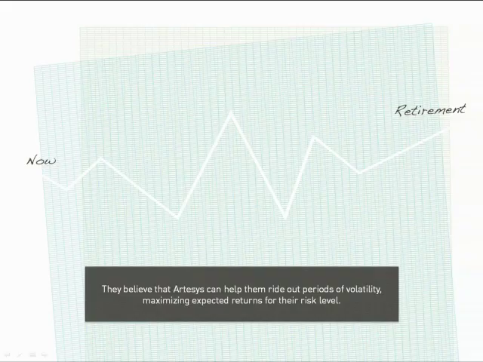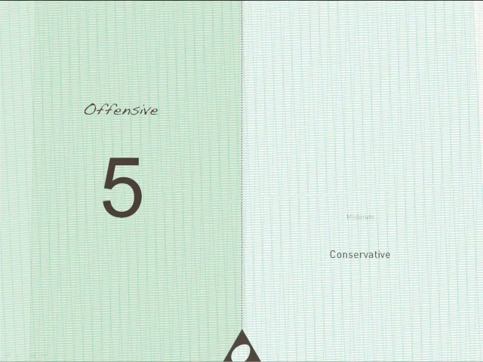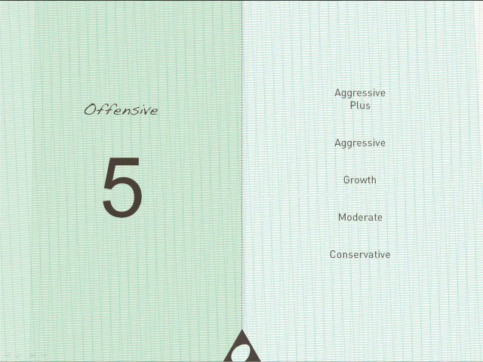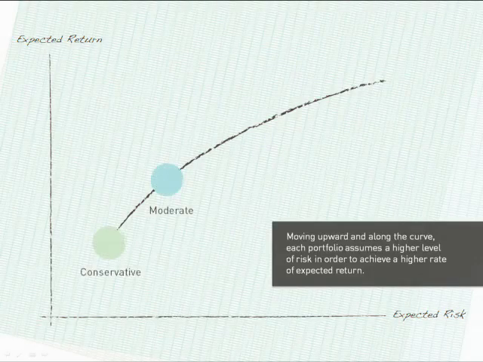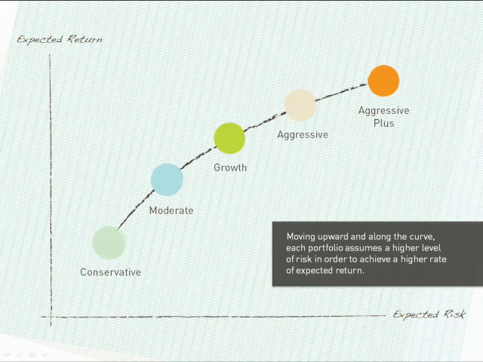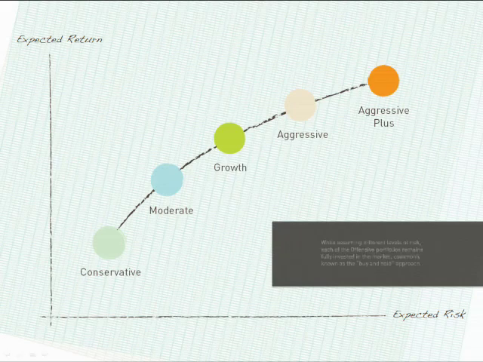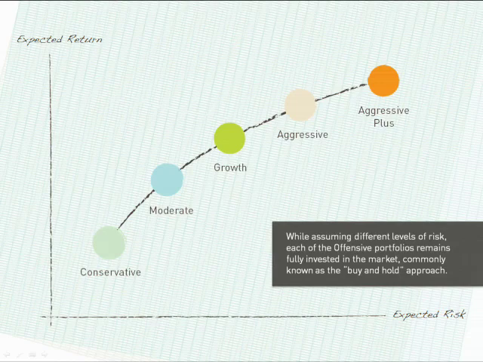The 5 portfolios include conservative, moderate, growth, aggressive, and aggressive plus. We recognize that not all offensive investors have the same objectives or tolerance for risk. That's why each portfolio has a unique level of risk and expected rate of return and is composed of low, medium, and high-risk asset classes. Moving upward and along the curve, each portfolio assumes a higher level of risk in order to achieve a higher rate of expected return. While assuming different levels of risk, each of the offensive portfolios remains fully invested in the market. This is commonly known as the buy and hold approach.